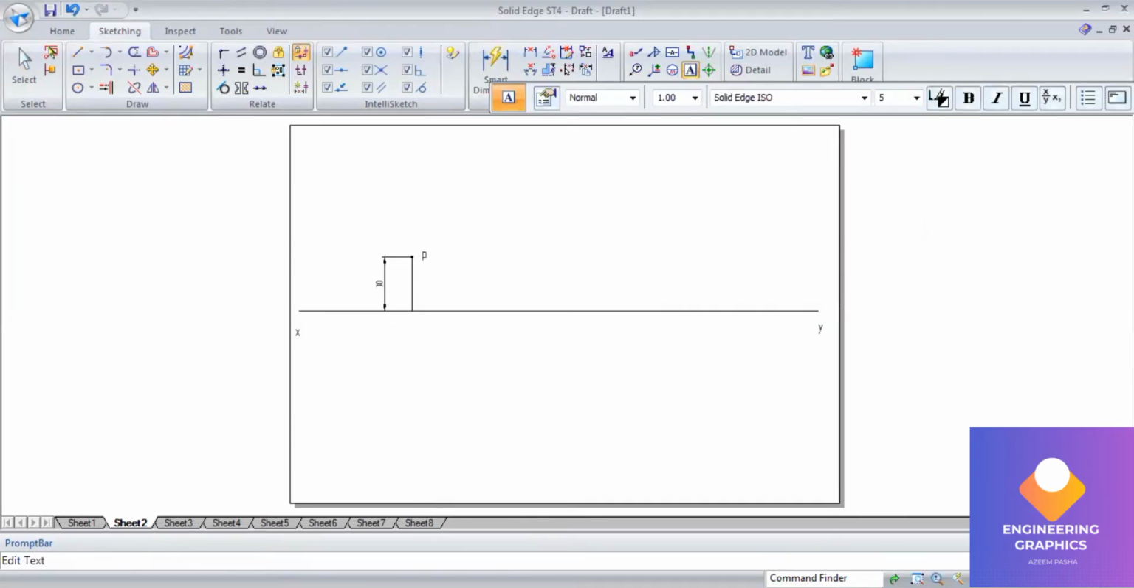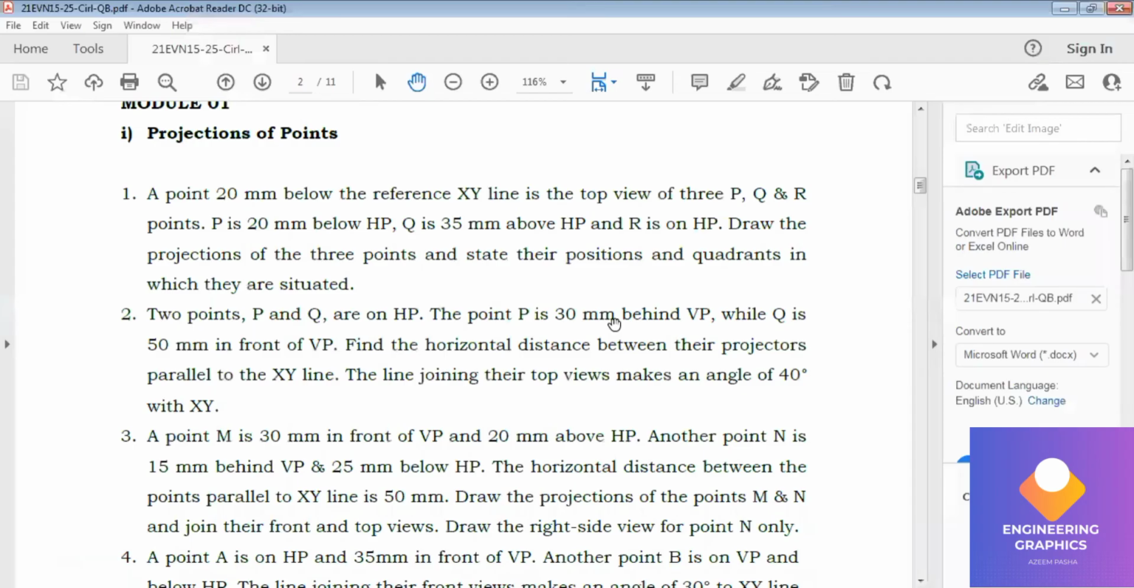Now in the question they have mentioned one condition. The top views are joined with a line at an angle of 40 degrees. You can see that the line joining their top views makes an angle of 40 degrees with XY. So that means I will first draw this 40 degree angle line from this top view.